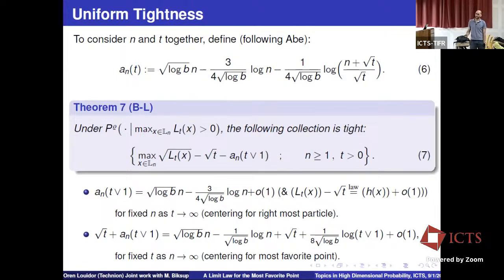And on the other hand, if you fix t and you don't send it to infinity, but you rather send n to infinity, then this square root of t is immaterial, and you get 1/4 log b log n, that kind of joins with this, and you get 1/square root of log b times log n.